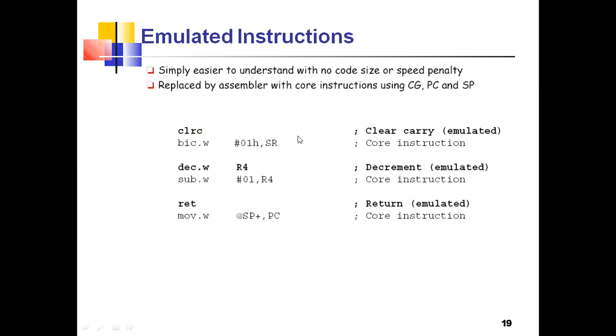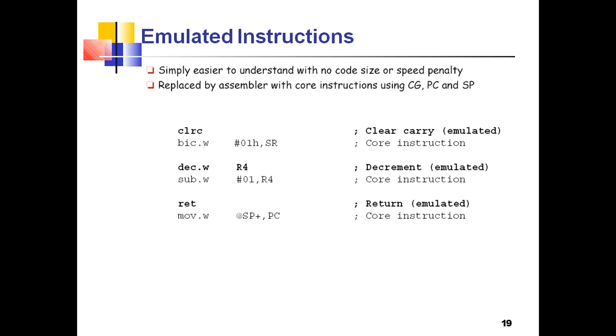Emulated instructions. Which are the emulated instructions? They are very easy to understand, with no code size or speed penalty. They are replaced by the assembler with core instructions using the constant generator, PC and SP. Emulated instructions are derived from the core instructions. These instructions replace the core instructions, reduce the code size and increase the speed.